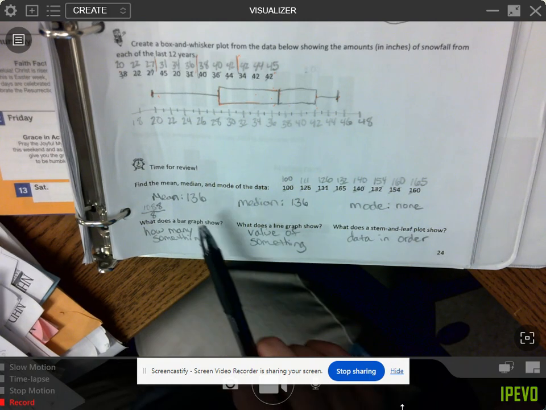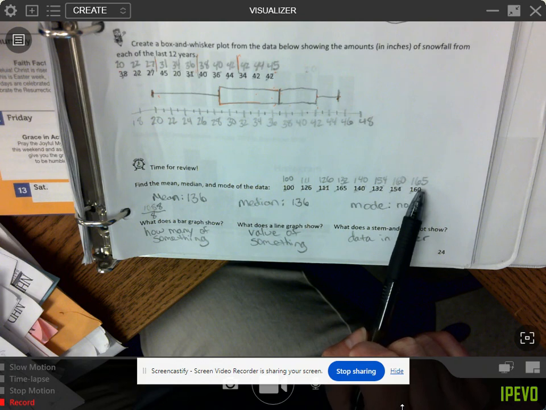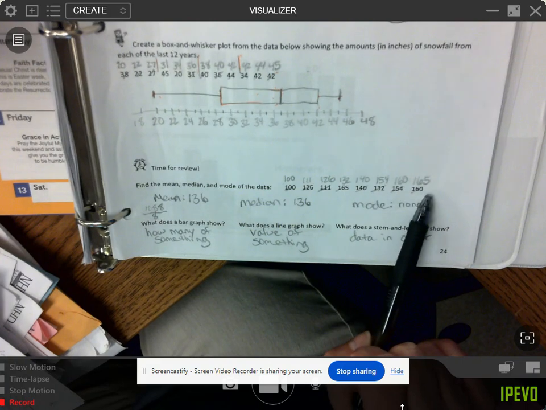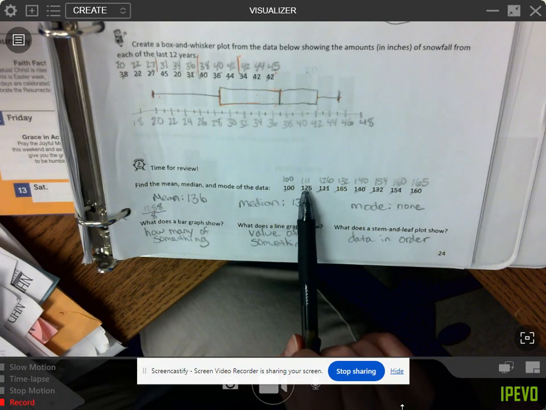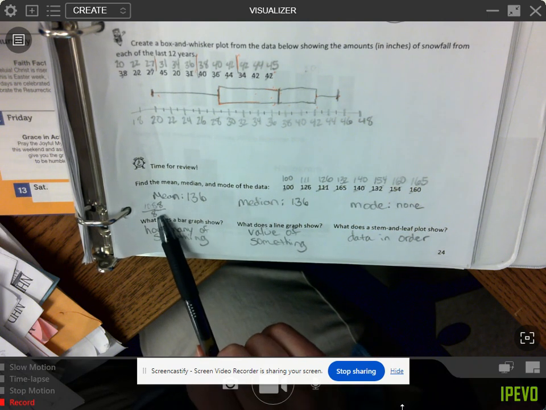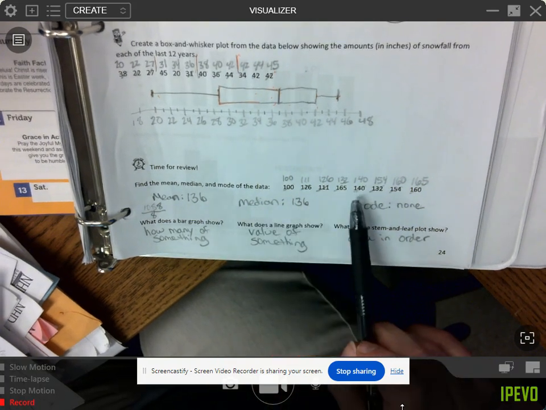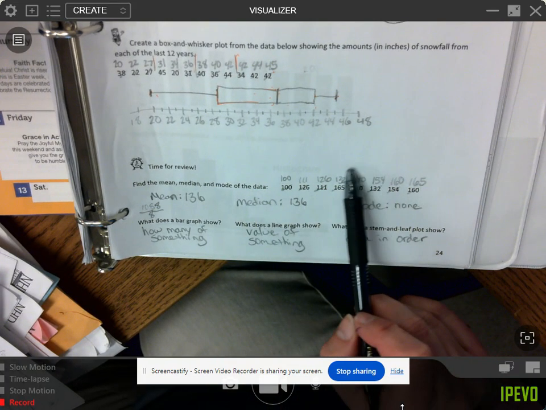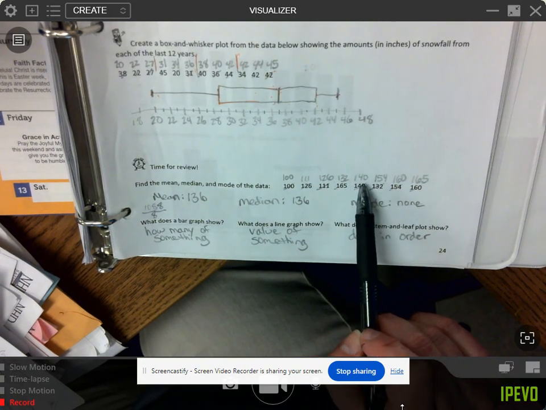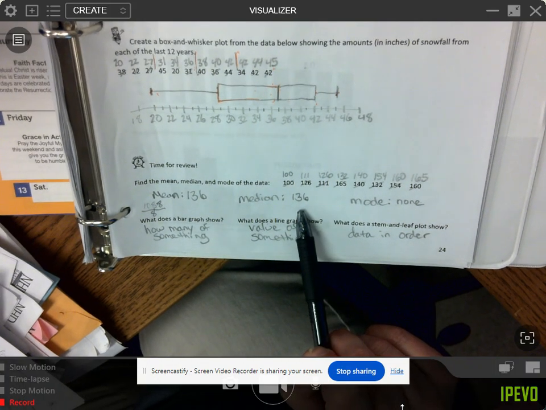To find our mean, on the bottom, we had to add them all up and divide by 1, 2, 3, 4, 5, 6, 7, 8. So 1,088 divided by 8 gave me 136. For my median, when they were all lined up, I had an even number, so I had 132 and 140. I had to add those two together and divide by 2, and I got 136.